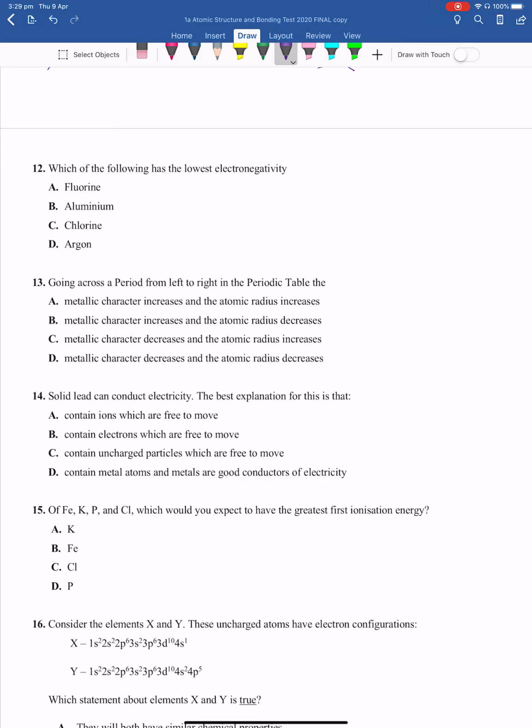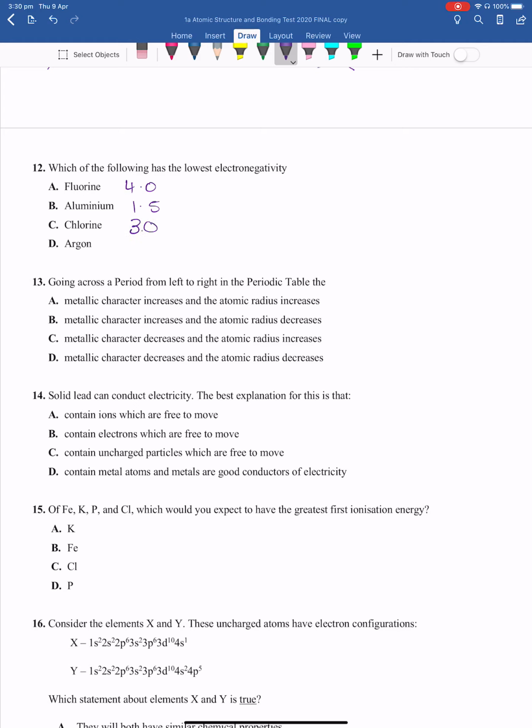So if I get up my electronegativity table, and you can't see this one, but essentially we've got fluorine has an electronegativity of 4. Now you don't need to remember these, but you do need to be able to read them. Aluminium has one of 1.5. Chlorine has one of 3.